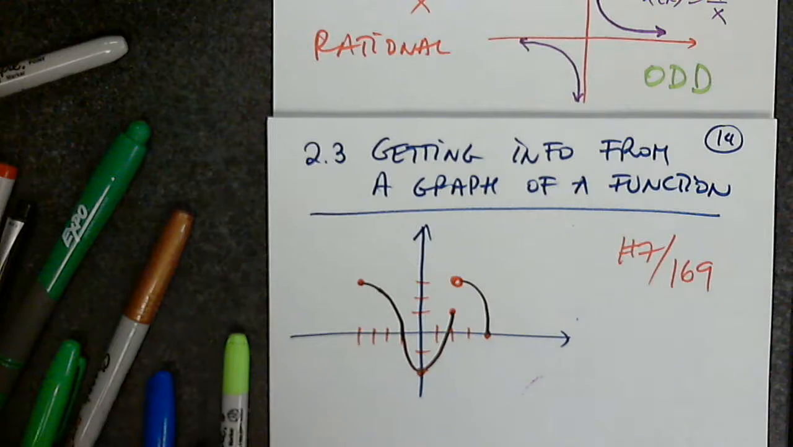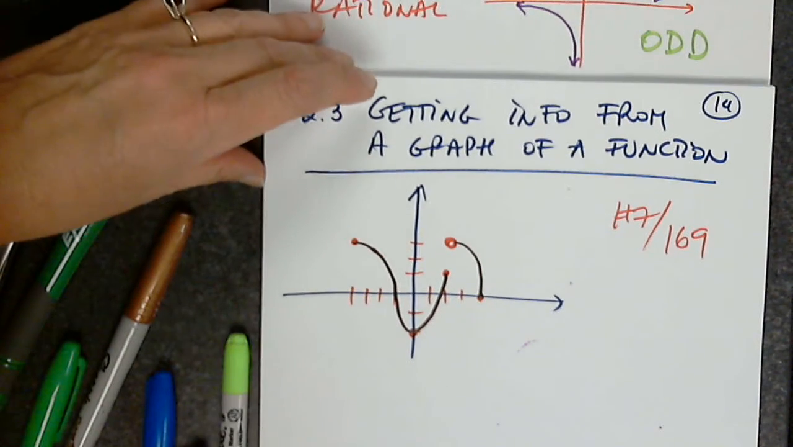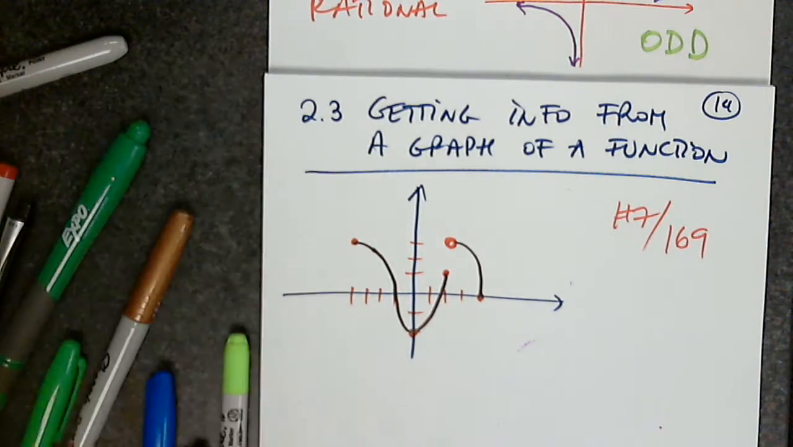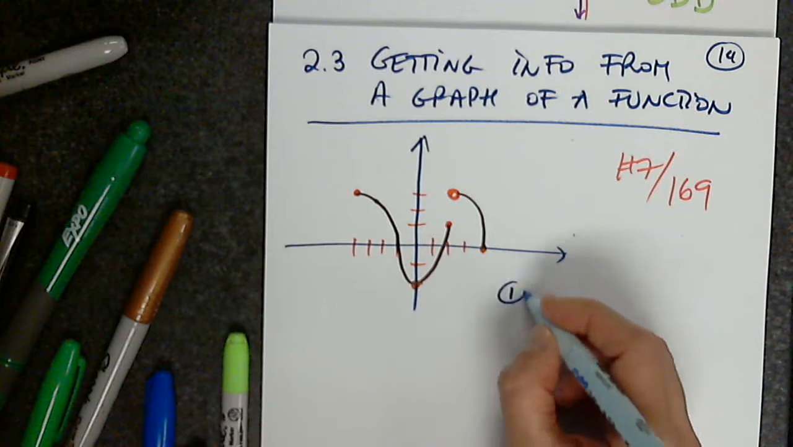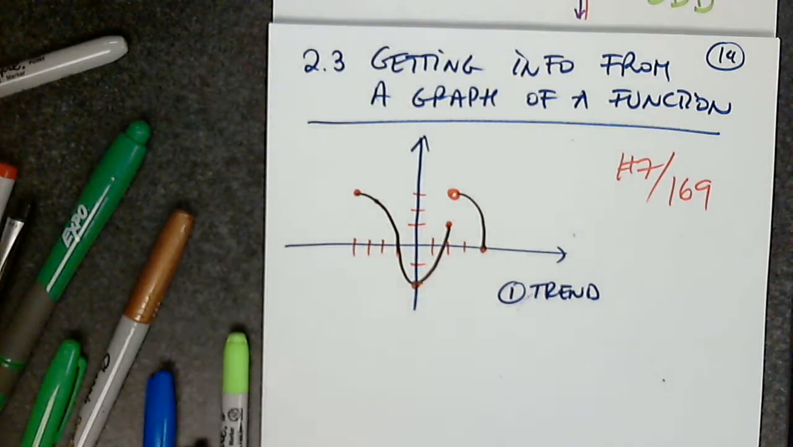So, getting information from a graph, what would you say about this graph? And then I'll tell you what I would say about it. What would you say if somebody gives you this graph? It's piecewise. It appears to be a piecewise defined function. I agree with that. Let me be more specific. I think what I'm asking is, for example, trend.